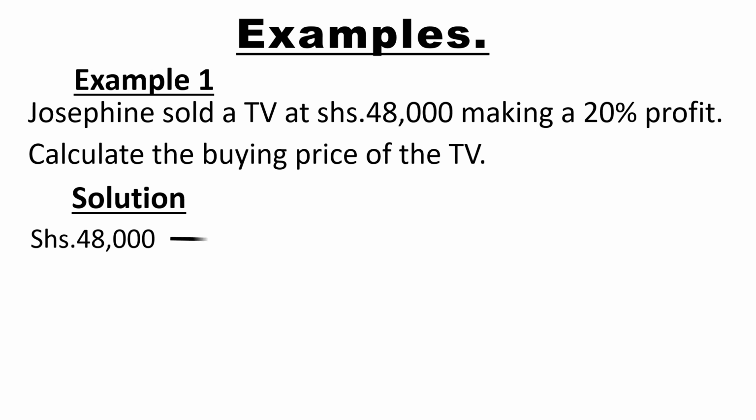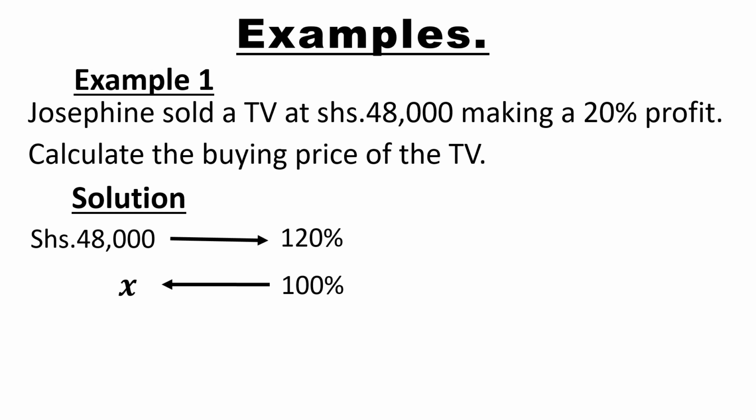48,000 shillings corresponds to 120%, since she made a profit of 20%, so we take 100 plus 20%, which gives us 120. We are required to calculate the buying price of the TV, which is 100%. So our question is, if 48,000 shillings corresponds to 120%, what about 100%? Let's assume that this corresponds to x.